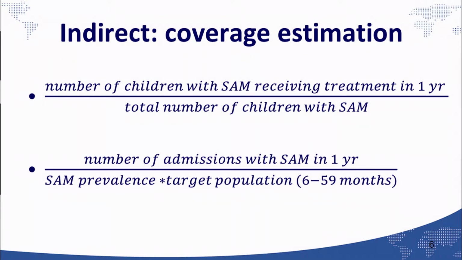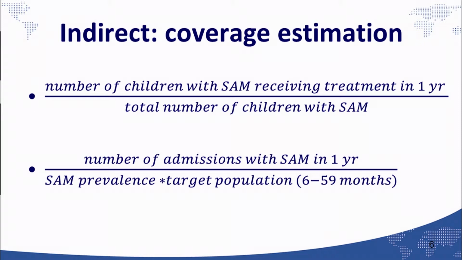So I begin with indirect coverage assessments, which, as I just mentioned, might be more convenient to estimate as they draw on readily available administrative data and can be helpful to provide national estimates of coverage. For the calculation, we want the number of children with SAM receiving treatment in the numerator and the total number of children with SAM in the denominator. To estimate this numerator, that's the number of children with SAM receiving treatment, we can rely on program data. We can directly take the number of children admitted for treatment over 1 year and input it into the equation.